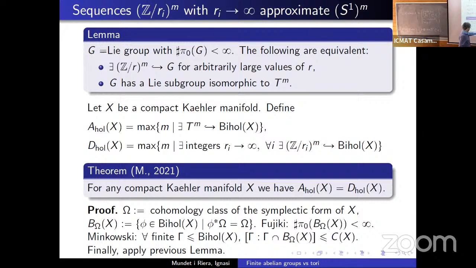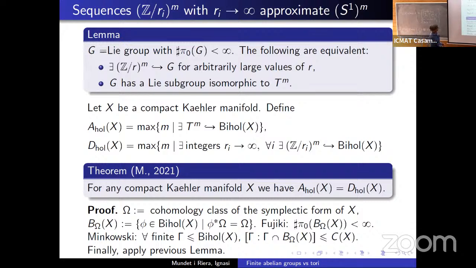So by this lemma of Minkowski, if you take any finite subgroup of the biholomorphism group, there will be a big amount of the elements of this group, in the sense that this intersection will have uniformly bounded index inside gamma, which is going to be contained in B omega. And then you can apply the previous lemma.